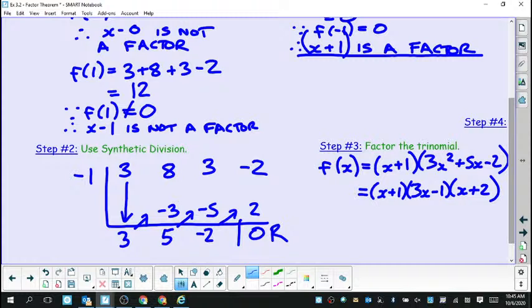Did you get 3x minus 1, x plus 2? Well done. You just factored a cubic function using factor theorem and then your quadratic factoring skills. That's a good sign. I'm very happy that that happened.